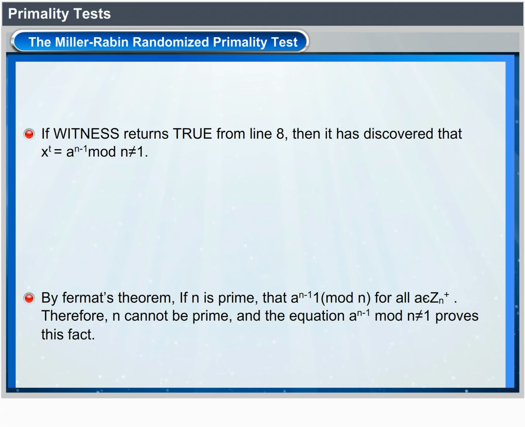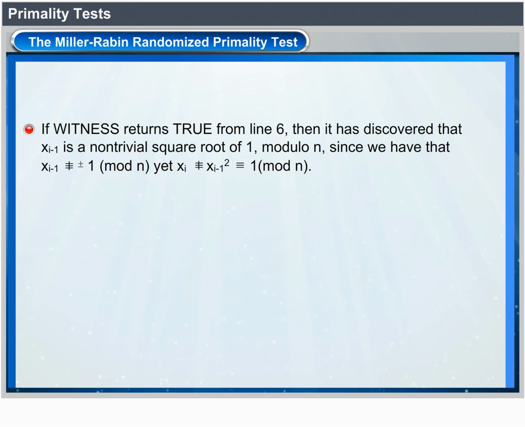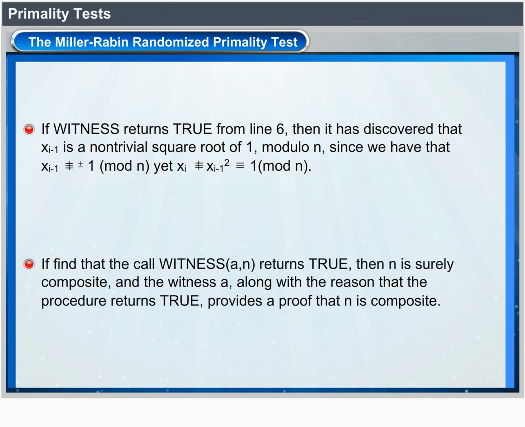If witness returns true from line 6, then it has discovered that x_(i-1) is a non-trivial square root of 1 modulo n, since we have that x_(i-1) is not equivalent to plus or minus 1 mod n, yet x_i, which equals x_(i-1) squared, is equivalent to 1 mod n. If the call witness of a, n returns true, then n is surely composite, and the witness a, along with the reason that the procedure returns true, provides a proof that n is composite.